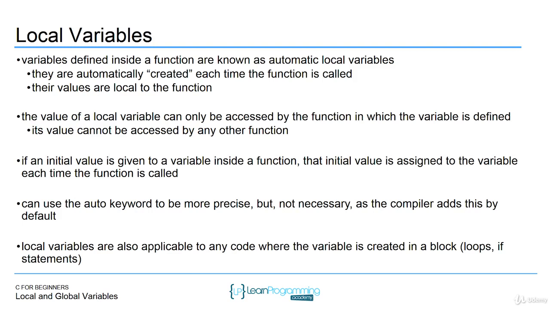Local variables are also applicable to any code where the variable is created in a block, such as loops or if statements. Again, if you have an if statement, what's a block for an if statement? It's just where the brackets start. That's referred to as a block. Blocks can be in functions, blocks can be in if statements, blocks can be in loops. Blocks can be anywhere that there are brackets, essentially. Anywhere there are brackets and you create that variable. Creation of the variable is declaring it and maybe assigning values to it.